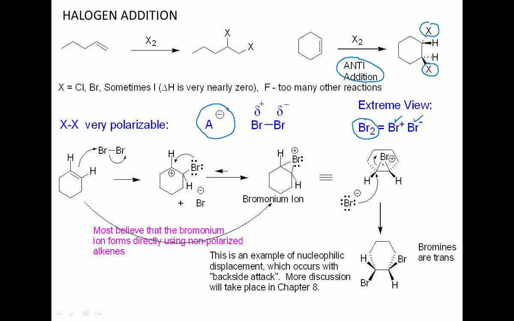All right, let's redraw it. We're going to draw it in this perspective here, where bromine is occupying the top face of the molecule. Okay, and what happens here is that in the second step, the bromide anion that you generated right here is now going to come in. And it's going to attack from the side that's opposite the bromine. And this is called a nucleophilic displacement.